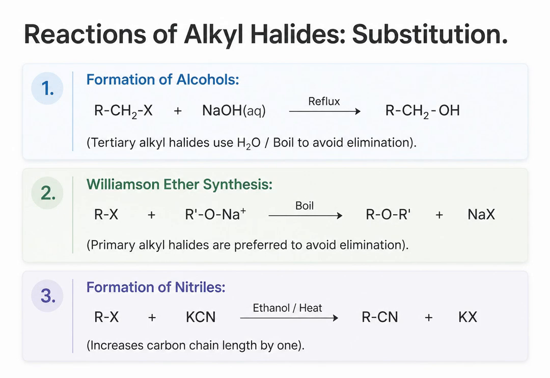Alkyl halides undergo nucleophilic substitution. Refluxing a primary or secondary alkyl halide with aqueous sodium hydroxide yields an alcohol. For tertiary halides, simply boiling with water is preferred to prevent alkene formation. Reacting a primary alkyl halide with a sodium alkoxide forms an ether via the Williamson synthesis. Importantly, reacting an alkyl halide with alcoholic potassium cyanide forms a nitrile. This is a critical reaction because it extends your carbon chain by exactly 1 carbon atom.